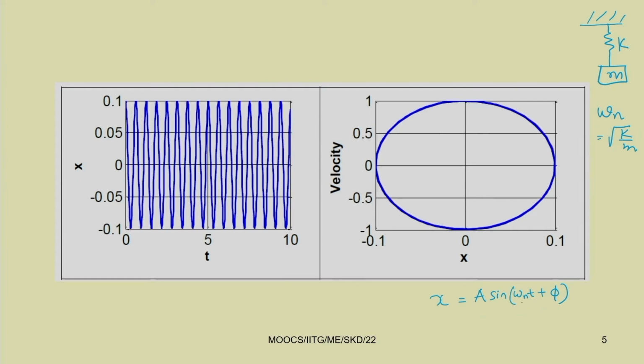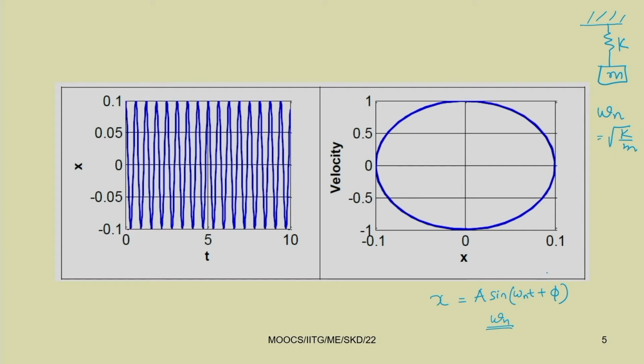Here it will oscillate with a frequency of omega n, that is the natural frequency of the system. This type of vibration has no damping. So we are assuming there is no damping in the system, or the damping is very negligible, and there is no external force acting on the system. If we start oscillating the system, or pull it slightly downward and leave it, it will continue to move with a frequency equal to omega n.